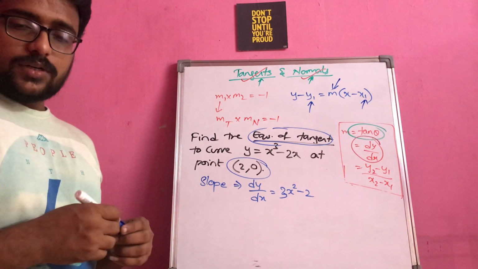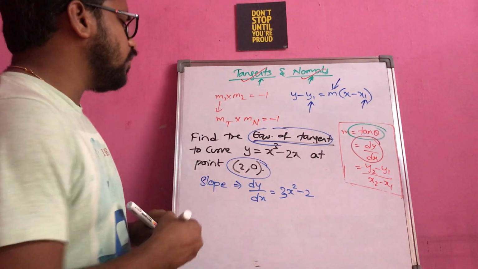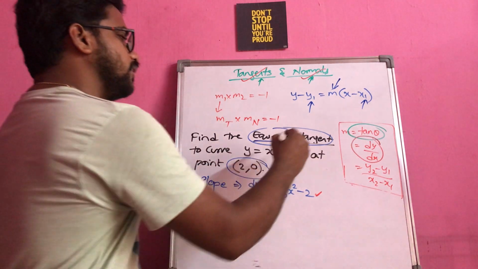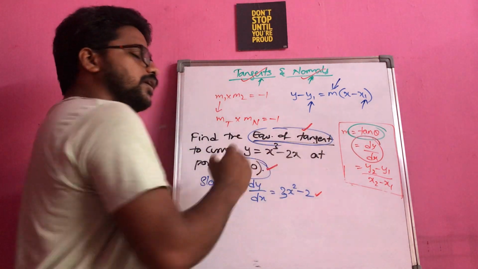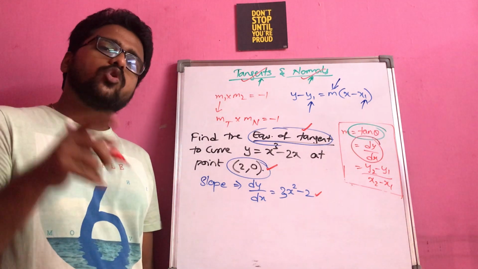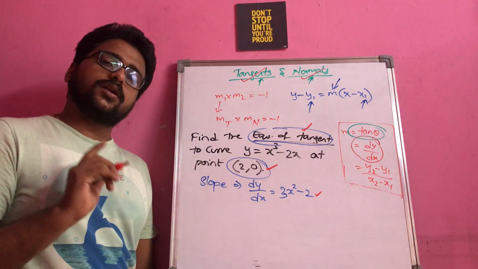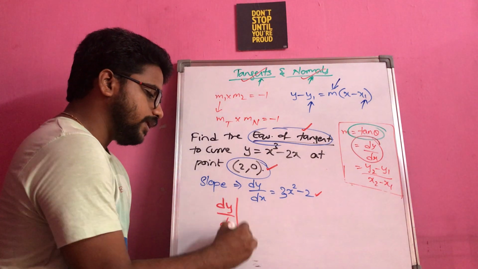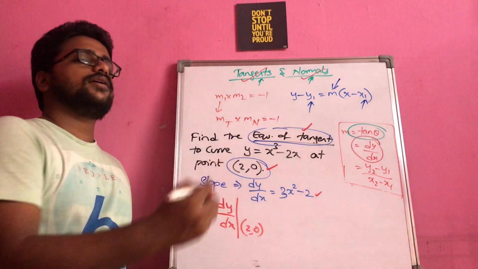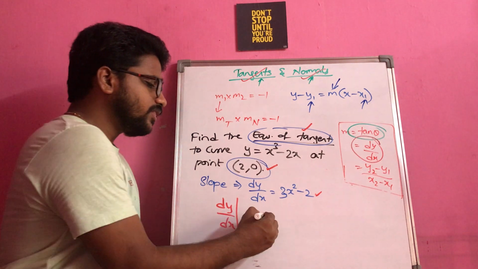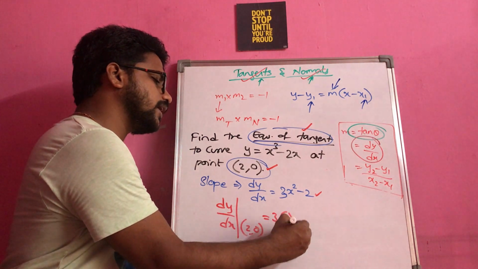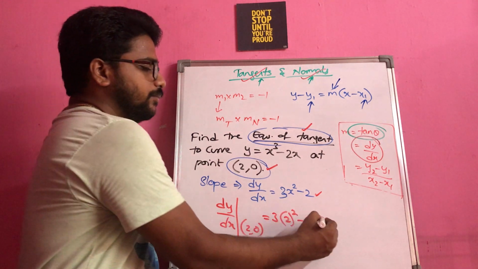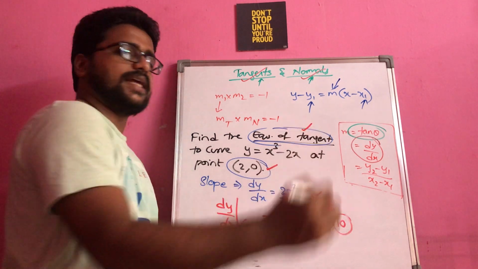But try to realize one small thing here. You are getting the value of slope as a variable. You are trying to find the equation of the tangent at this particular point, which means the slope also has to be at that particular point only. So you have to find the value of dy by dx at the given point (2, 0). This is equal to 3 into, only x is the variable, so I substitute x as 2, and I get the value of slope as 10.